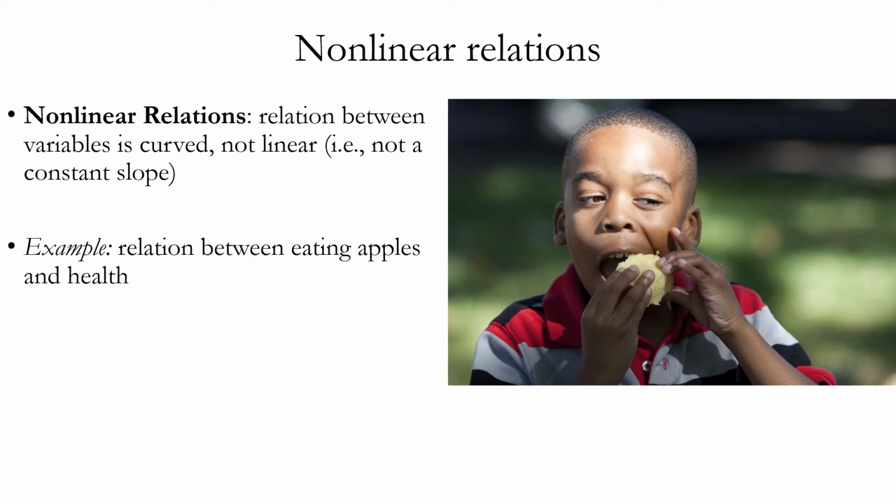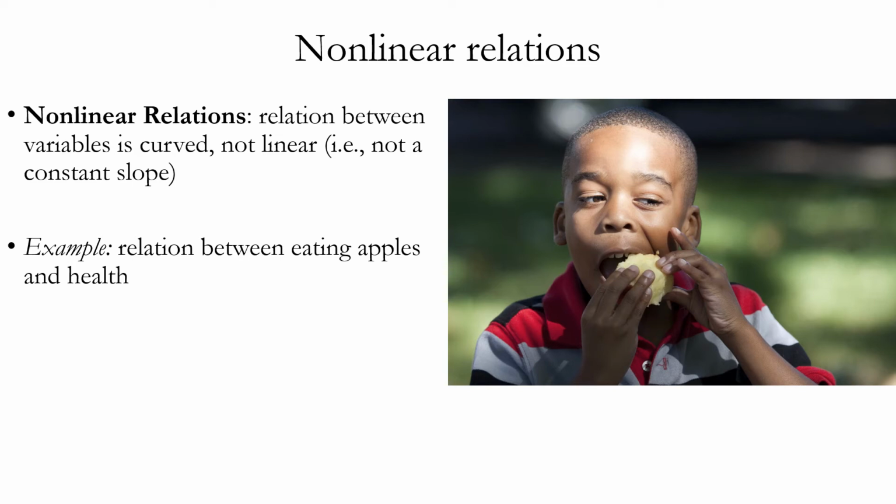This is when the relation between 2 variables is curved, not linear, i.e. does not have a constant slope if you plot it out on a graph. Here's an example: the relation between eating apples and your health. It's not the case that the more apples you eat, the healthier you get at a constant rate. So if you eat 1 apple a day, that may be better than eating 0 apples a day. But if you eat 100 or 500 apples a day, then that's not going to be a constant increase in health for each additional apple that you eat.